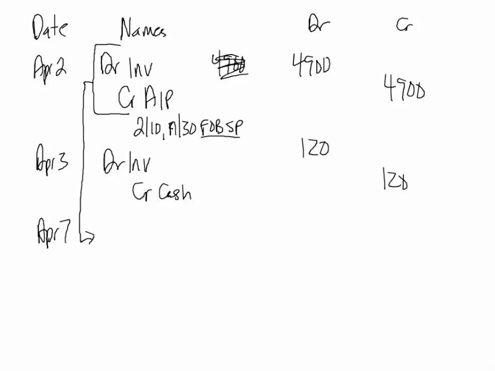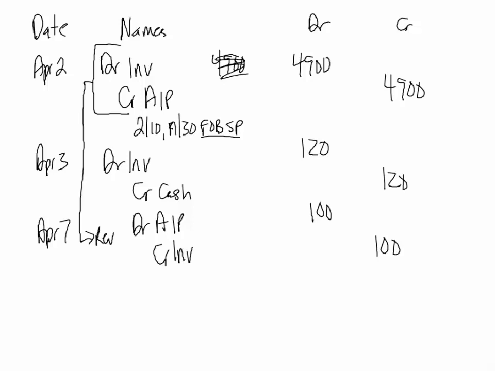So previously, we had credited accounts payable. Now we're going to debit accounts payable because we owe them less. How much less? $100 less. And we're going to credit inventory because that inventory now is gone, so it no longer has any future economic benefit. So we're going to take it down by $100.